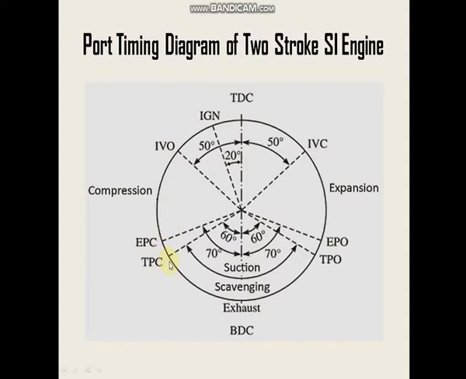It will first cover up the transfer port. That's why the transfer port will be closed, and it will occur near about 60 degrees after bottom dead center, and also about 10 degrees again after the transfer port closes. It means a total of about 70 degrees. With further movement of the piston towards the TDC, near about 70 degrees after bottom dead center, it will again cover up the exhaust port, so that the exhaust port will be closed.